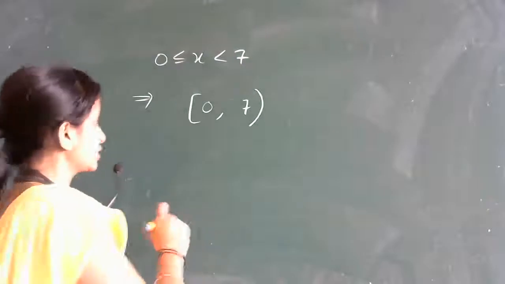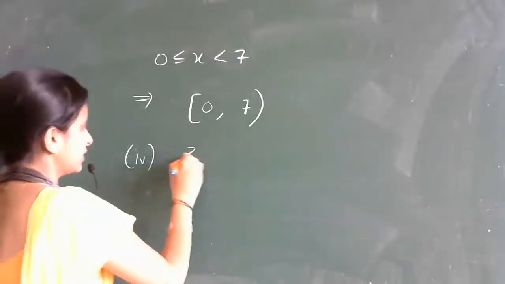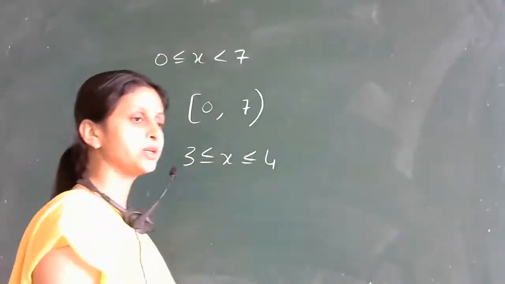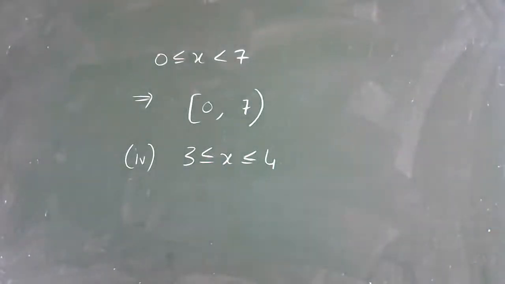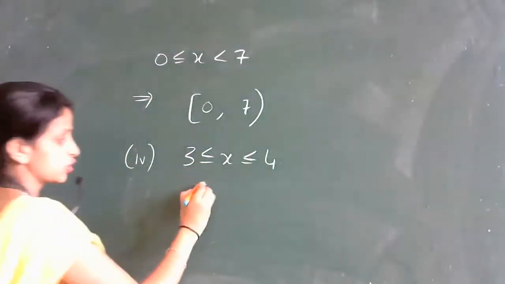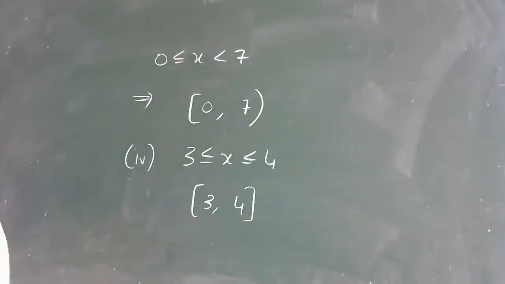Right? Let us go for the next one. Fourth, 3 less than or equal to x less than or equal to 4. Now tell me what will be the interval? Very good. Right answer. Here both 3 and 4 are included, so you will have closed interval. Closed interval 3, 4.